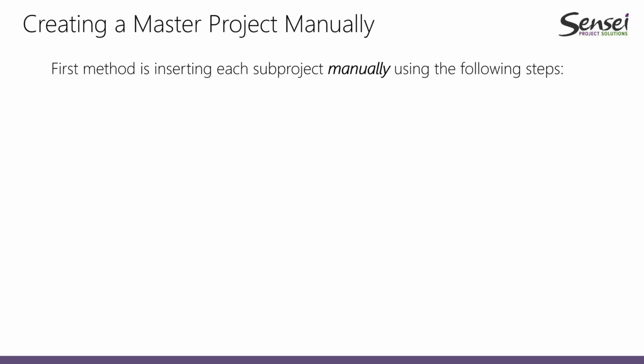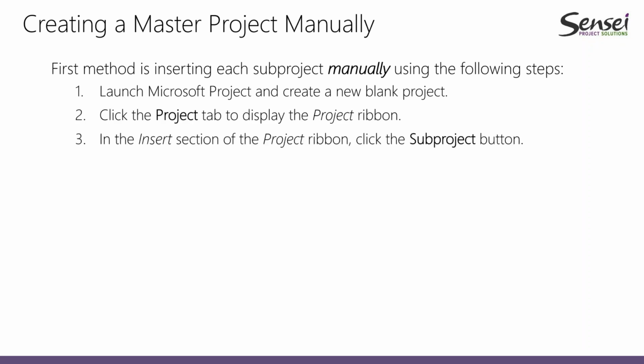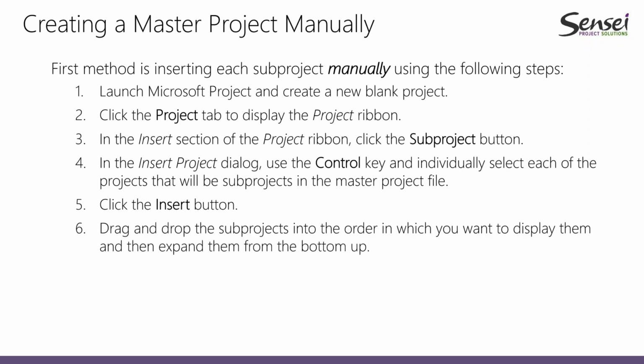So the first method is inserting each project manually as a sub-project. And here's the steps you do. Launch Microsoft Project. You create a new blank project. You click the Project tab to display the project ribbon. In the Insert section of the ribbon, there's a special button called Subproject. You'll click that. In the dialog, you'll use the Control key to individually select each project that you want to be included as a subproject of the master project file. In that dialog, you'll click Insert.